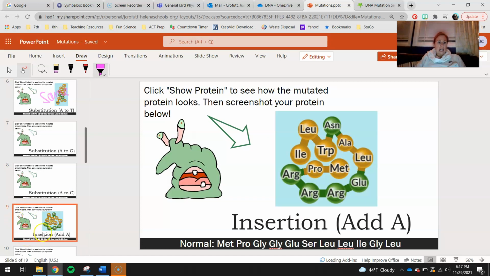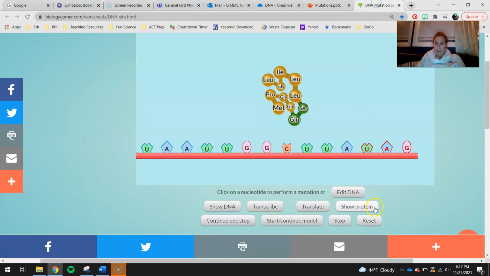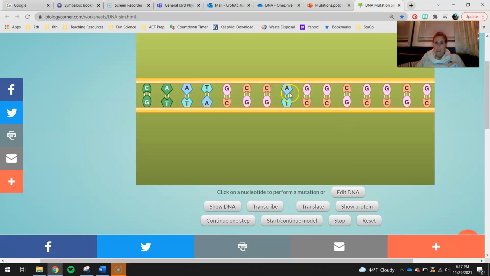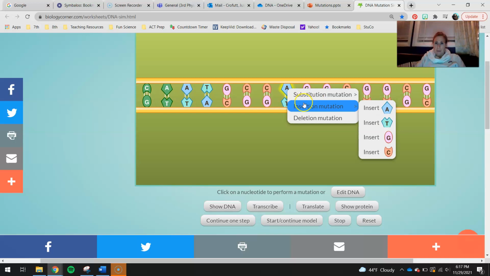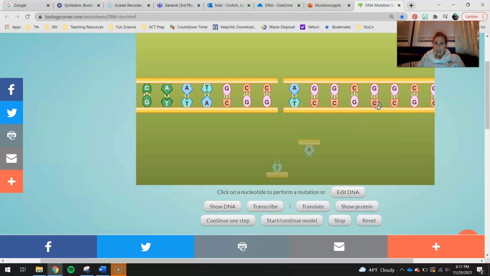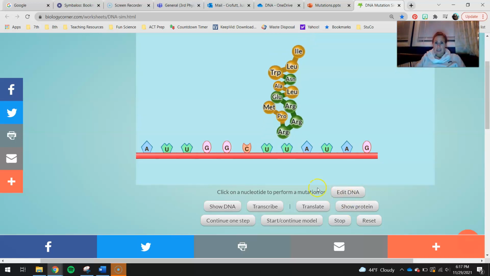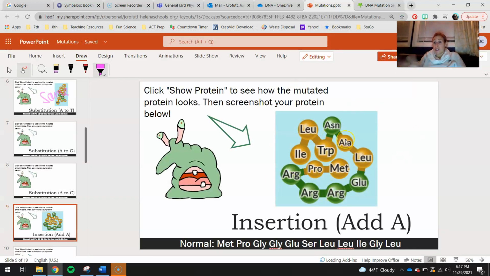Okay, on slide 9, I did this example for you guys. Well, you guys are going to insert and add an A. So let's take a look at what that looks like. I'm going to go mutated. I'm going to click on my 8. I'm going to go insert, and I'm going to insert again an A. So insertion, insert an A, and then show protein. Okay, and then I'm going to screenshot that. Again, I already did this for you guys, so you don't have to worry about screenshotting that. You guys will highlight everything that is different.